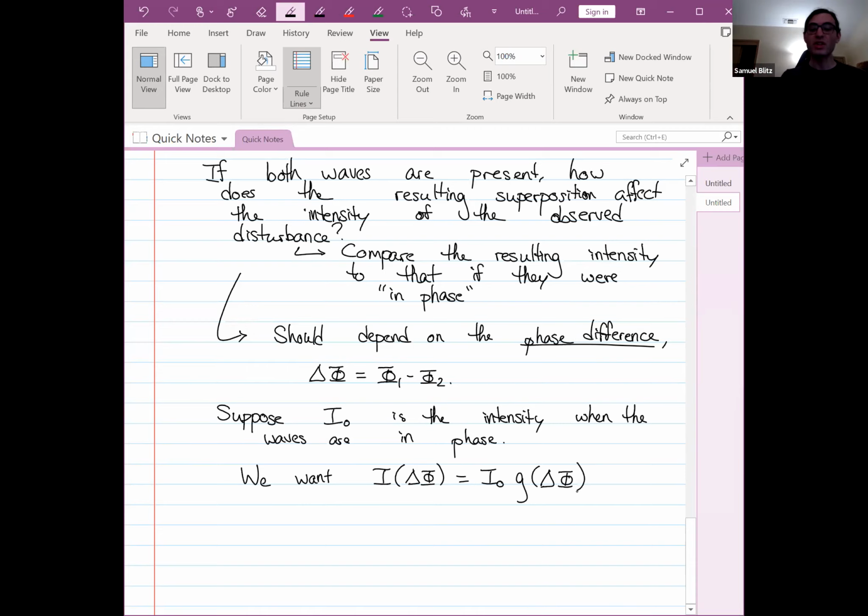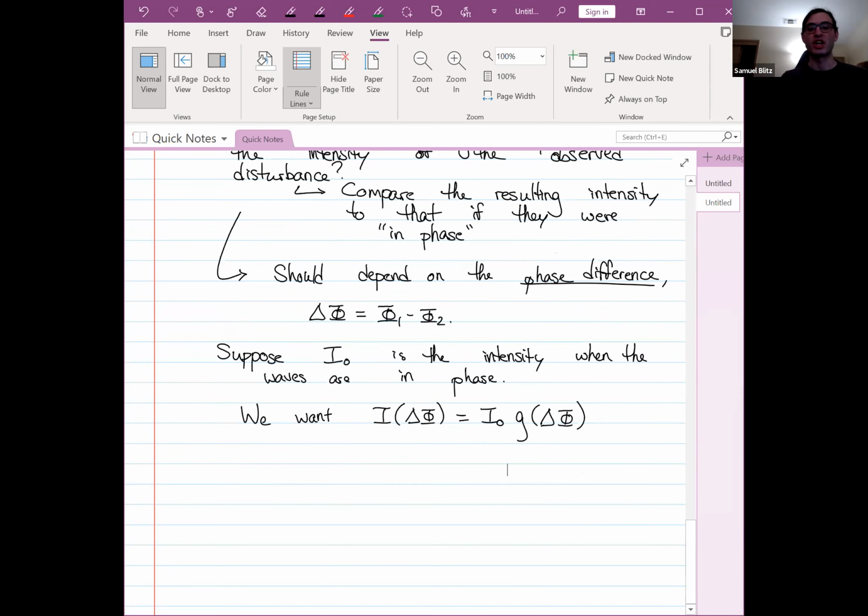So this is what we're trying to find. We're trying to find g, because that'll tell us how the intensity changes with phase difference. So what do we know about g? Well, like I said, it varies between 0 and 1. That much is true because the intensity can't be more than the maximal intensity, and it can't be less than 0 because intensity is a magnitude.